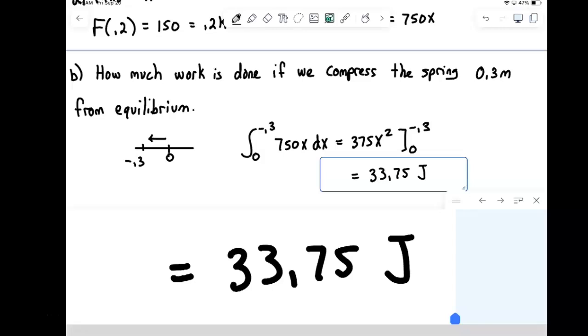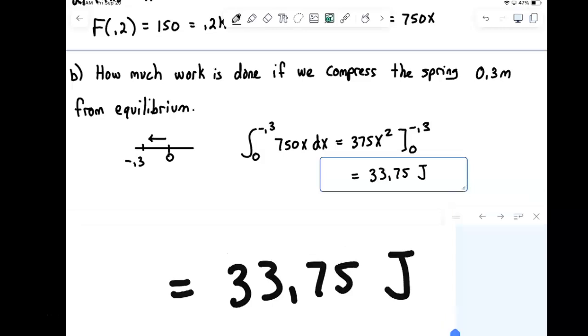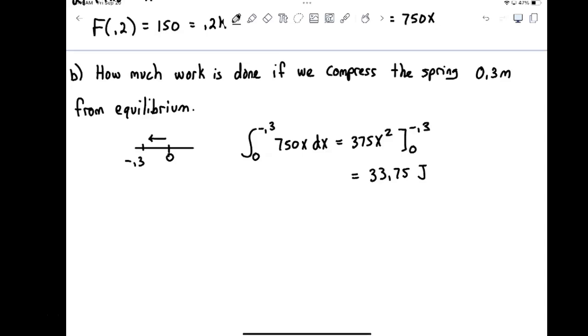All right, so that is working with springs. And again, we could do it from any length. I did it here just from equilibrium, but if you already had the spring compressed a tenth of a meter, then you could figure out the work to go the last 0.2 meters. So you could do it from negative 0.1 to negative 0.3.